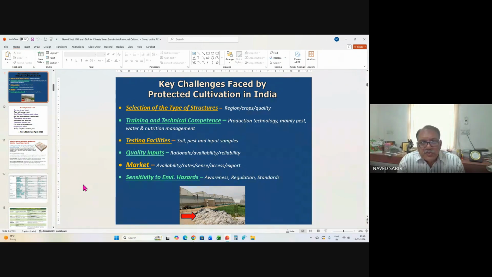So the key challenges faced by protected cultivation in India: it's not that if you construct a greenhouse and start the cultivation, everything will work.